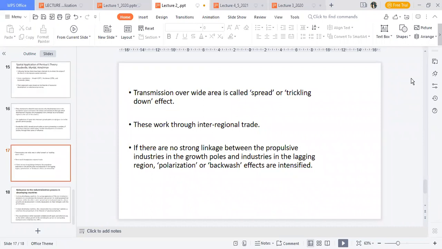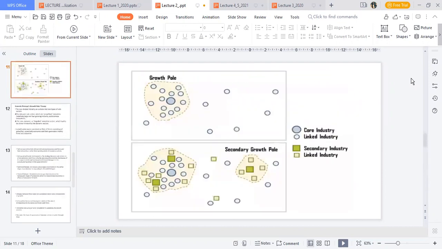The unbalanced and the balanced growth theory. That's all for lecture 2. Any question?